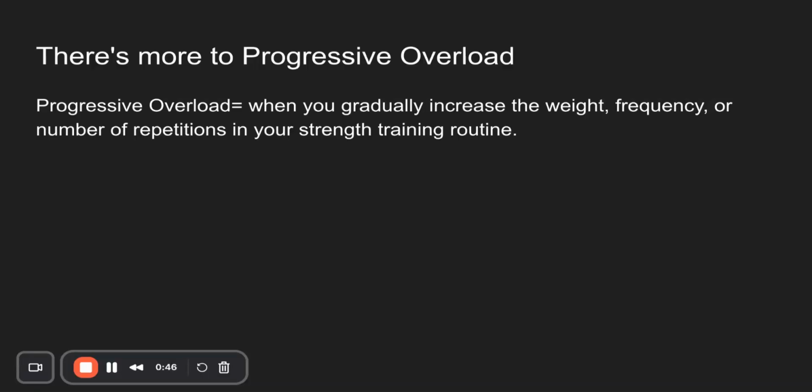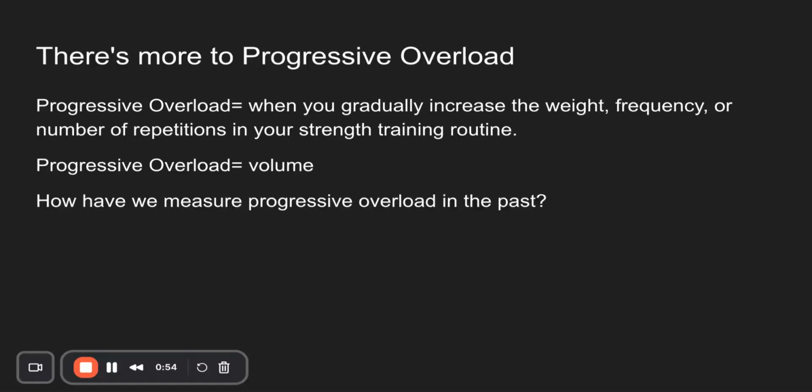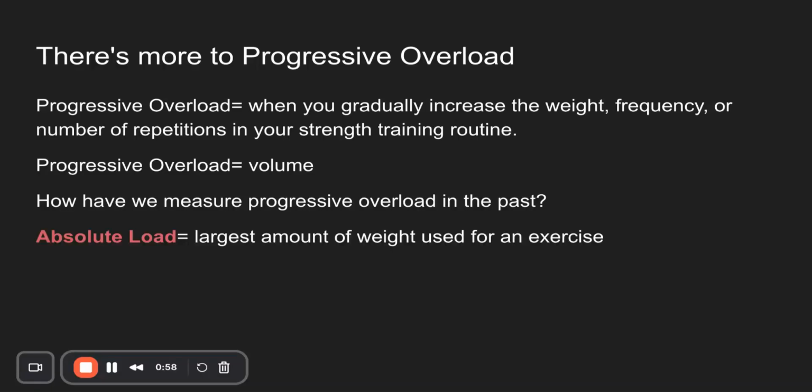So this means any type of load in any aspect can be a progression, just in different ways. When we see progressive overload, we usually think about volume. We think about measurable overload, which in the past is tonnage or absolute load. Absolute load is the largest amount of weight an athlete can do for an exercise. So that would mean a 1 RM, a 3 RM test, a 5 RM test, and just purely the fact the weight is on the bar.